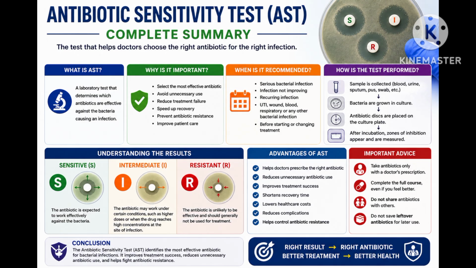Conclusion. In summary, the antibiotic sensitivity test is a valuable laboratory test that identifies the most effective antibiotic for treating bacterial infections. It improves treatment success, reduces unnecessary antibiotic use, and helps fight the growth of antibiotic resistance.